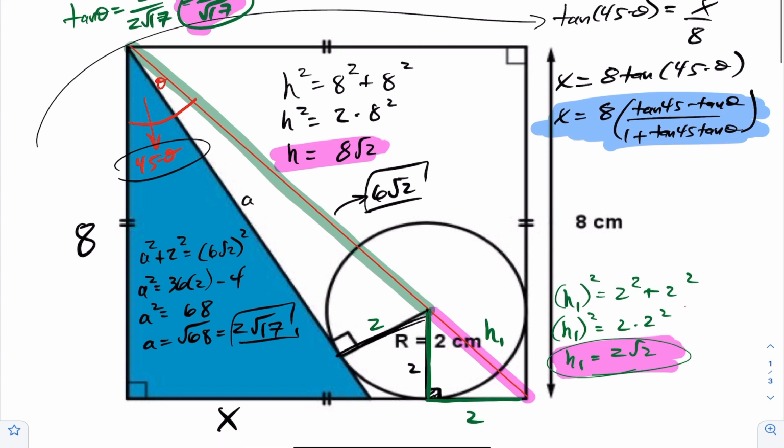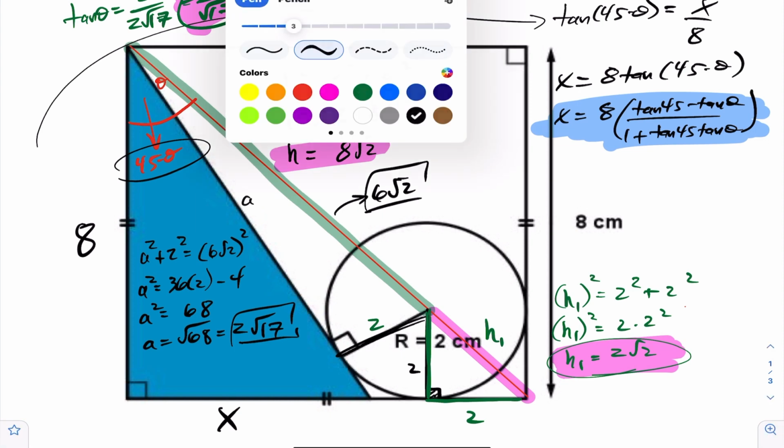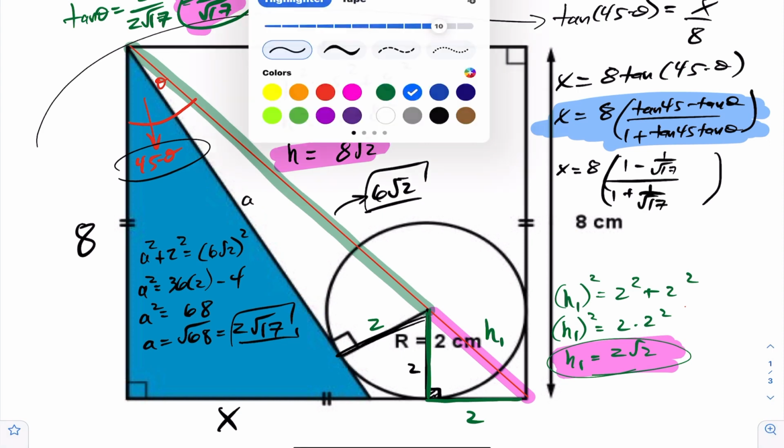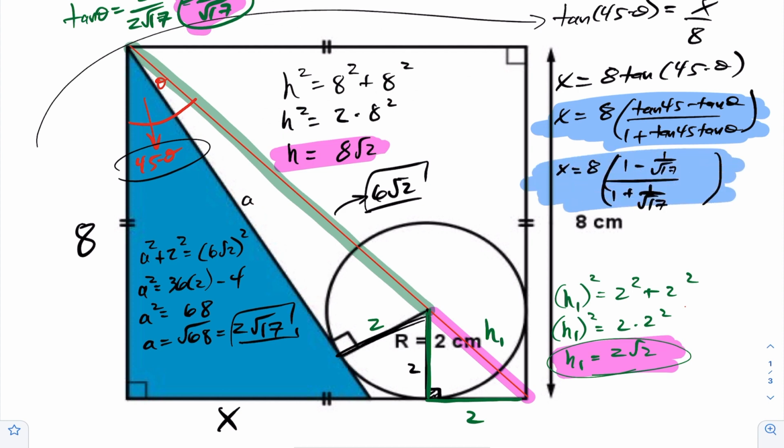So therefore I can go to my equation here. And I know the tan of 45 is 1. So continuing this on here, I have x equals 8 times 1 minus 1 over the root of 17 divided by 1 plus 1 over the root of 17. So now I know the x value is this number here. To finish this off, you're going to take your x value, multiply by your 8, and then divide by 2. Let's go ahead and do that computation below.